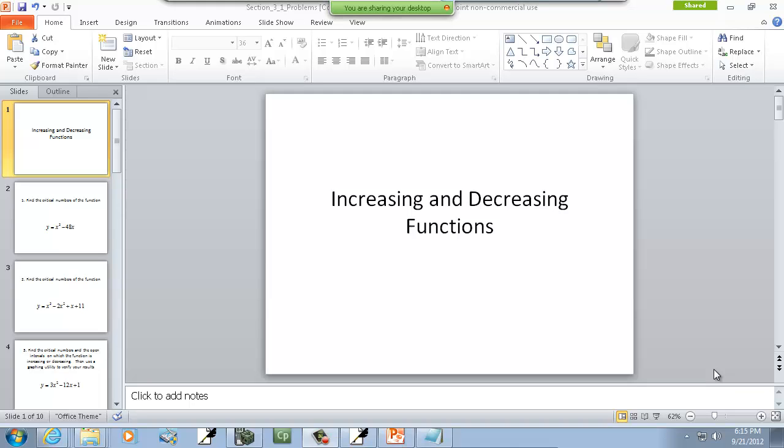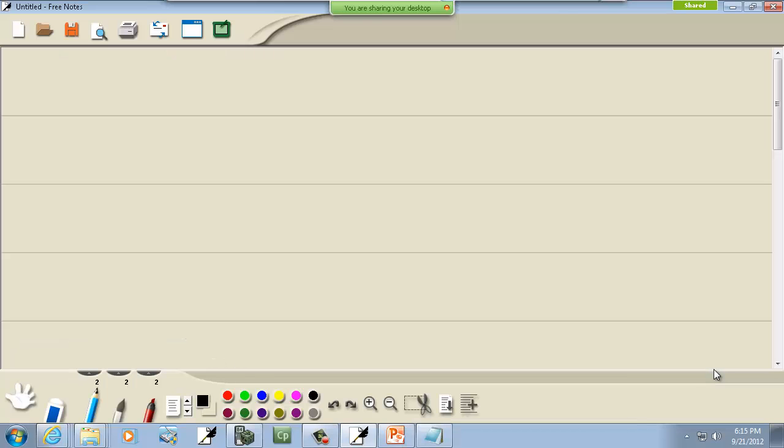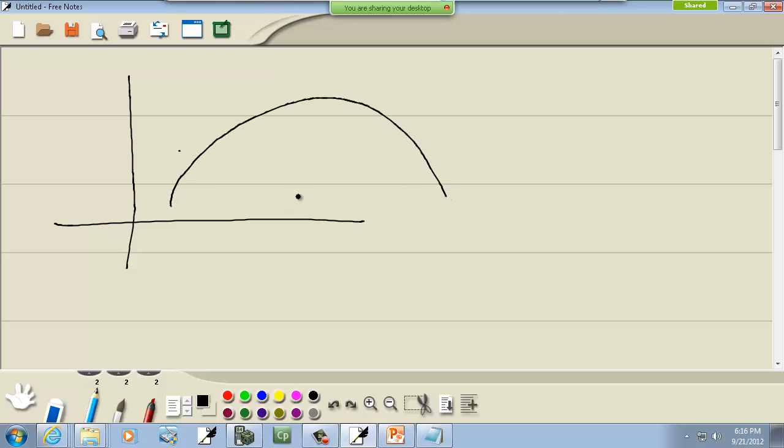Let's take a look at increasing and decreasing functions. And as soon as I get my pen working here, there it goes. Okay, we got a graph going like that.